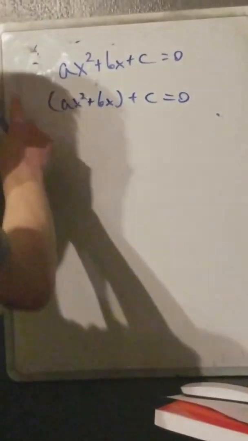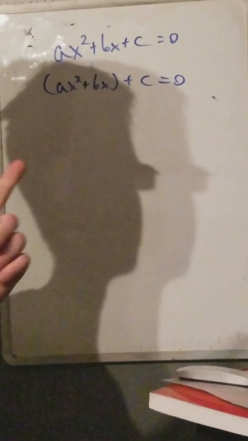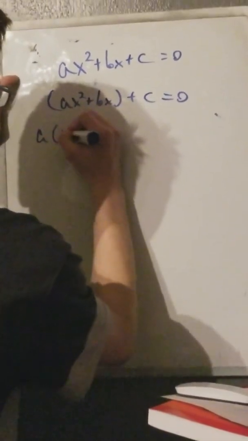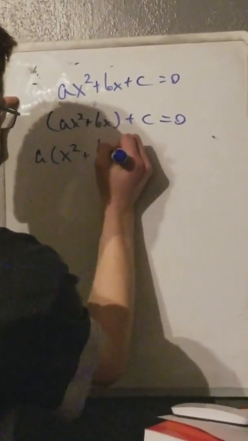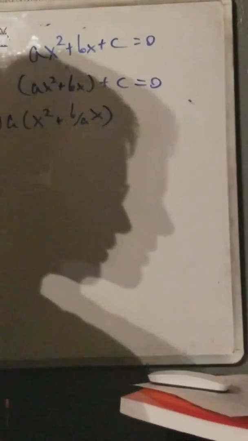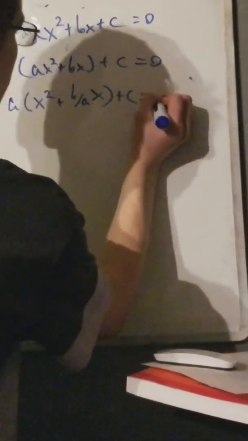Now, you're going to factor out a. Why not factor out x? Explain it to you later. So, ax squared plus b over a x, because these will simplify to bx, plus c equals 0.